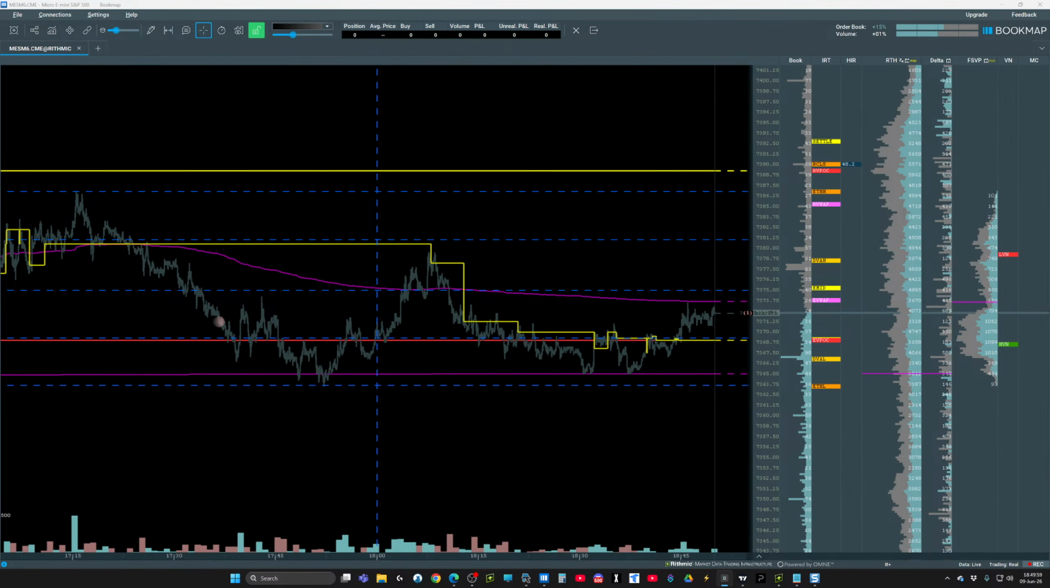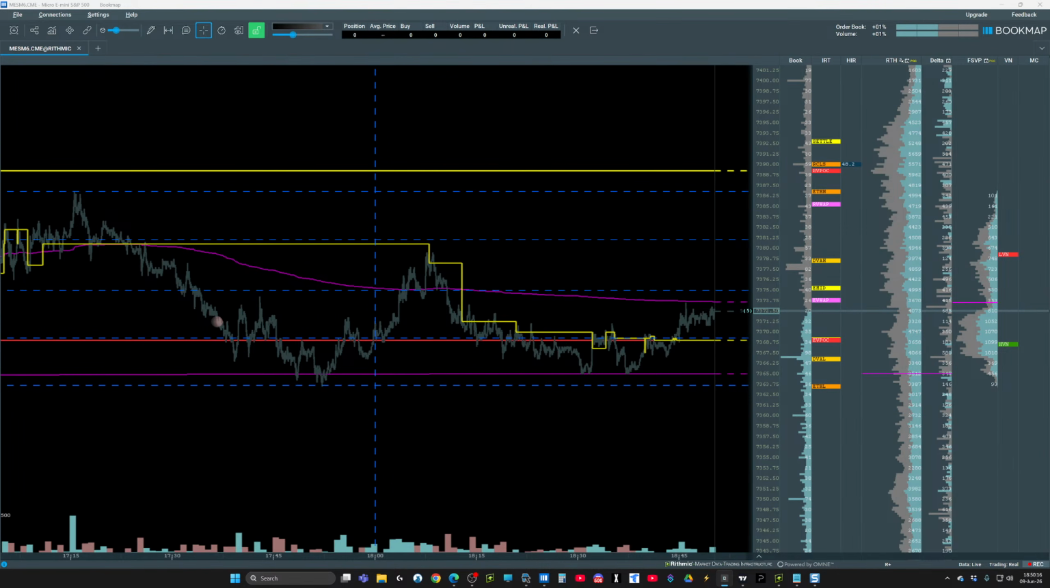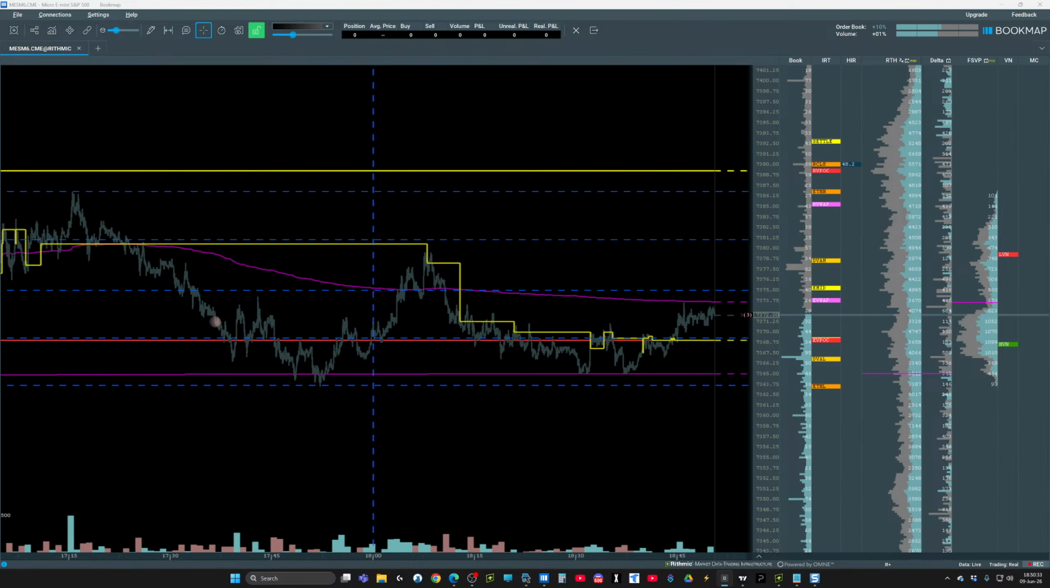Well, we have 10 minutes about to go, and then this Globex opening range is going to come to a halt. And then we'll jump over to Asia.